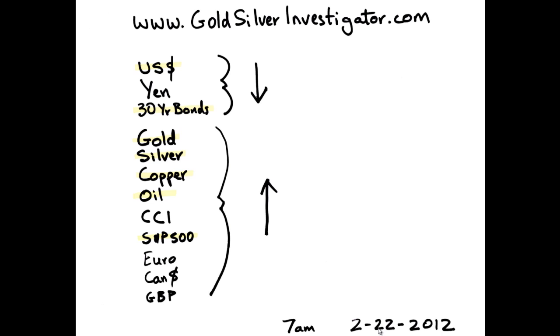Today I've looked at the 12 charts that I normally track, listed here on the screen. The ones I'm going to include are the US dollar, 30-year bonds, gold, silver, obviously, copper, oil, and the S&P 500. As you can see from here, we've got the top three, the US dollar, yen, and 30-year bonds in a downtrend, and the other 9 futures in an uptrend.